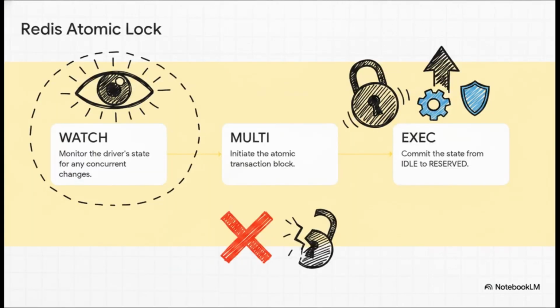Let's move to the exact sequential flow and see how this builds in Redis. First up, the WATCH command. The server issues this to basically stare at the driver's state and make sure no one else touches it. Second, MULTI. This initiates the atomic transaction block. And third, EXEC. Fires to instantly flip that driver's state from idle to reserved. If another server even breathed on that driver's state in the tiny window between the WATCH and the EXEC, the entire transaction just instantly fails. Poof, no lock is granted.